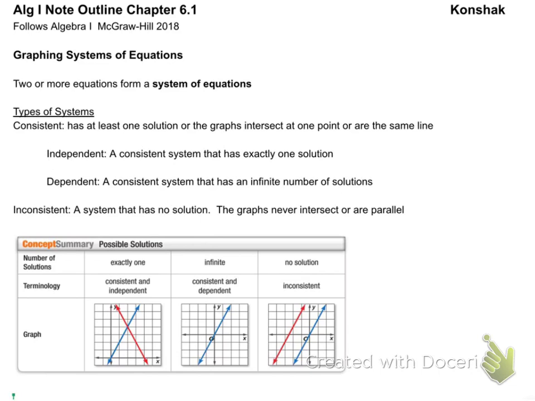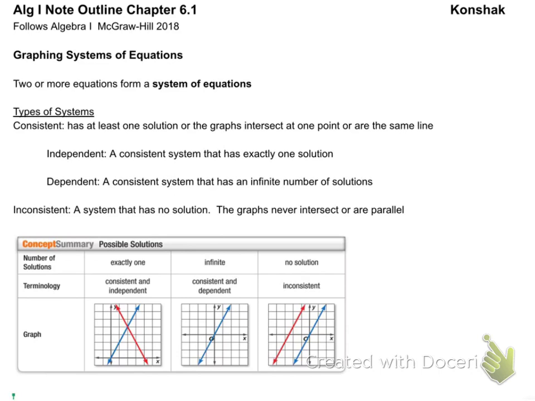Now you guys may have to highlight here, and you may have to write a couple side notes on those notes in here. But we have two different types of systems. The first one is consistent. To be consistent, guys, there has to be at least one solution, or we say the graphs intersect at a point or more. So the two lines that you just graphed, two or more, are all going to touch at the same place or multiple places at the same time.